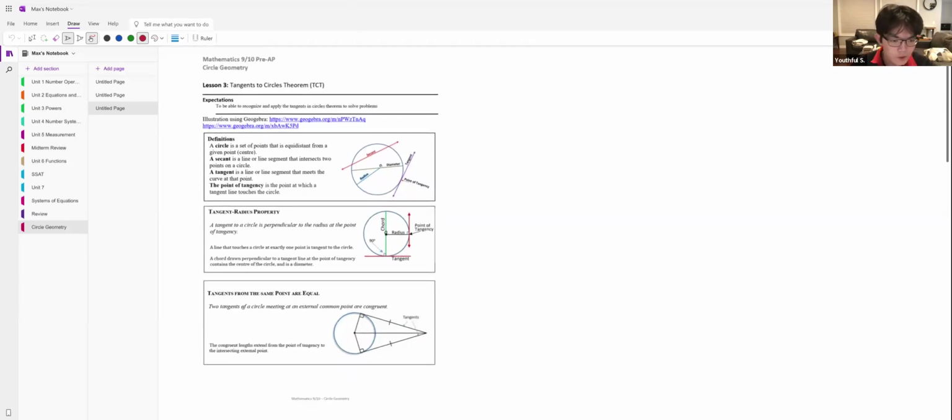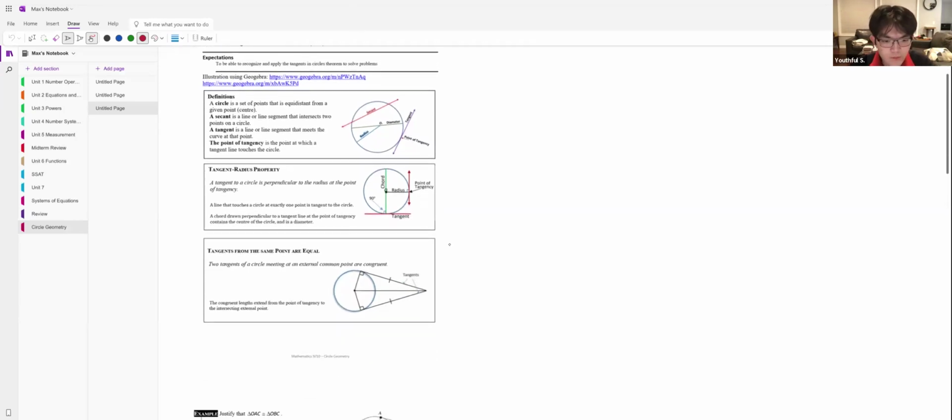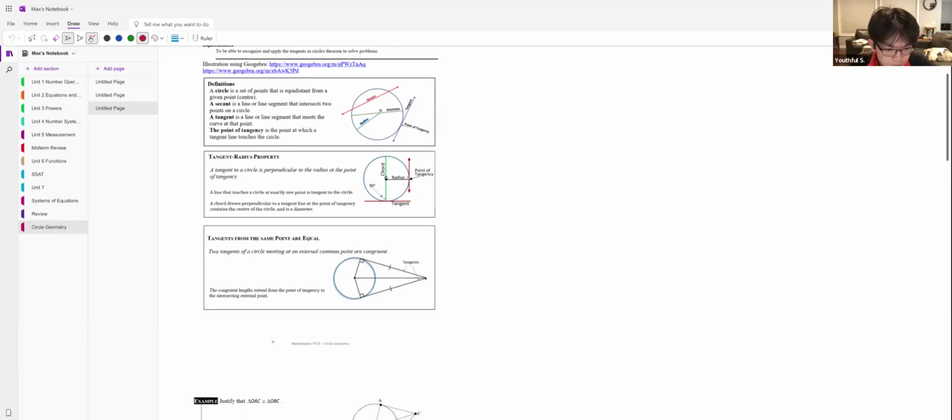Okay. So tangents from the same point are equal. Two tangents of a circle meeting at an external common point are congruent. So they both meet at this point here, and they're both tangent to the circle, so that means they're both the same length, and that this internal length is obviously going to be the same.